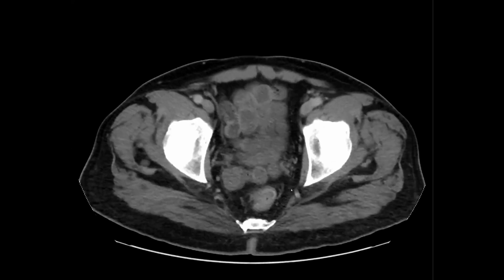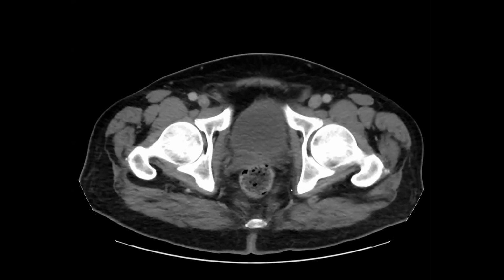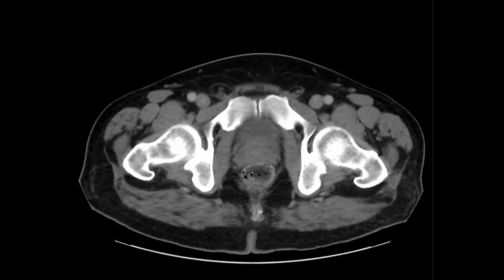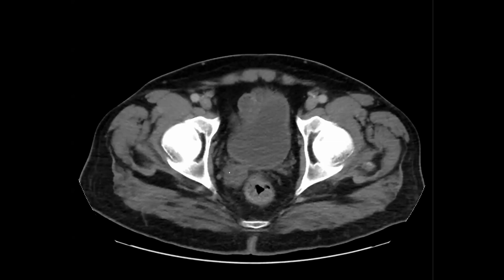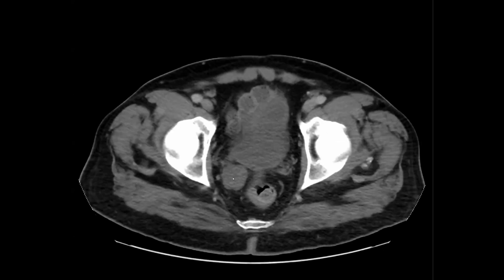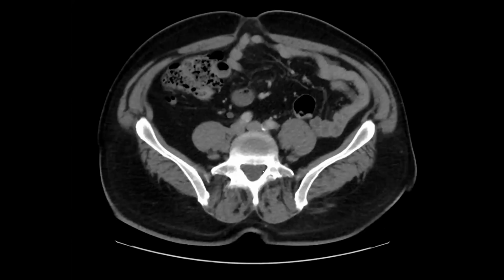There's a cystic lesion maybe arising from the seminal vesicle on the right. Right, so that's what I thought. The right seminal vesicle looks really big.